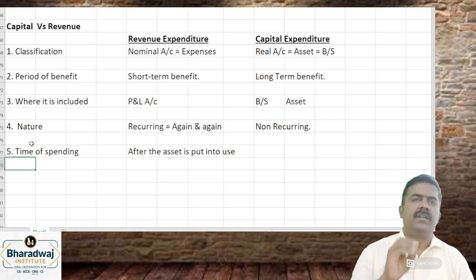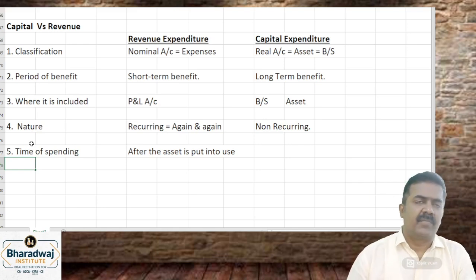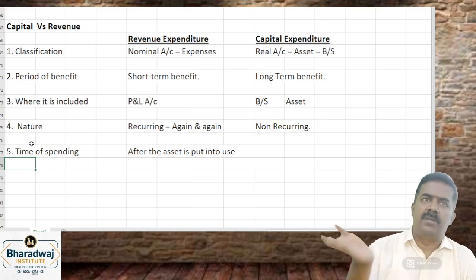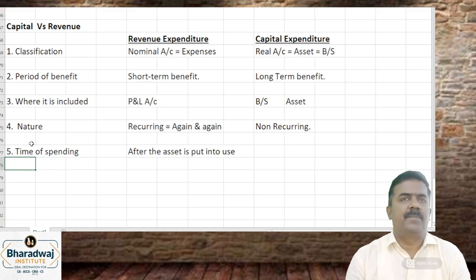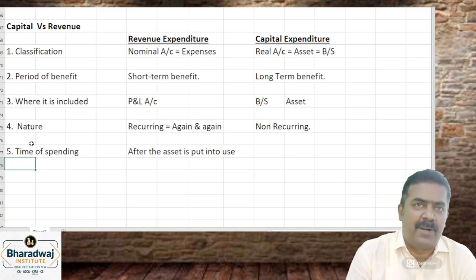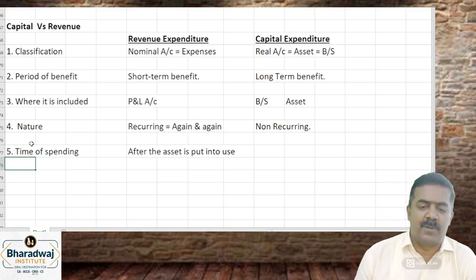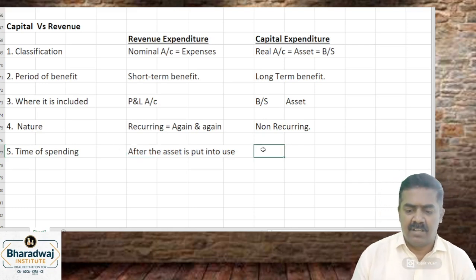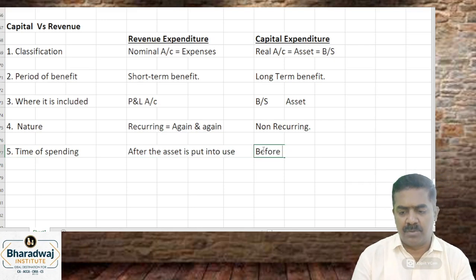For example, you are constructing a building. Building construction is over. After the building is put into use, you will spend money for maintenance purpose. That is which one? Revenue expenditure. Before the asset is put into use.